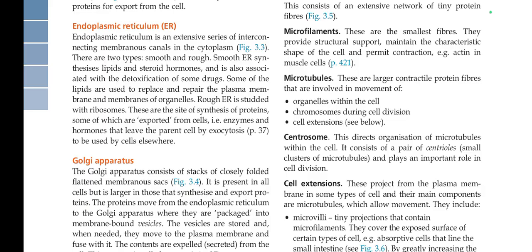Rough ER is studded with ribosomes. These are the site of synthesis of proteins, some of which are exported from cells. Example, enzymes and hormones that leave the parent cell by exocytosis to be used by cells elsewhere.